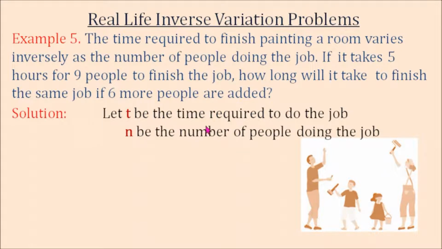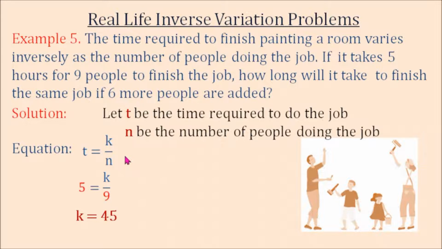First, let t be the time required to do the job, and n be the number of people doing the job. So this is our equation. T equals k over n. So the time t required to finish painting a room varies inversely as the number of people n doing the job. So because it varies inversely, our k is on the numerator. Now to find k, we just multiply t and n. So that's 5 times 9, which is 45.